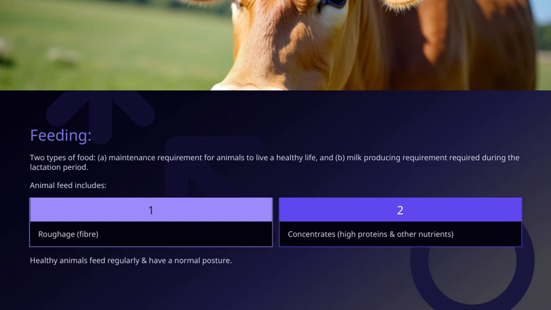First, there's the maintenance requirement, which is the basic nutrition animals need to stay healthy and live a normal, active life. This includes all the essential nutrients they need on a daily basis.